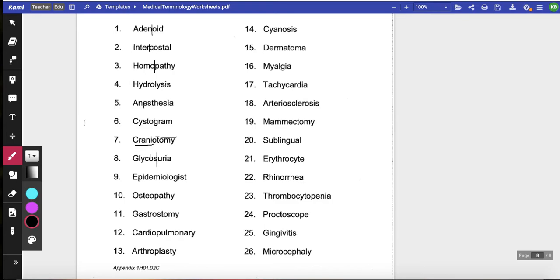So they would taste it. They wouldn't drink it like a soft drink. They would just kind of dip something in, taste it. And if it tasted sugary, then they knew their patient possibly had that.